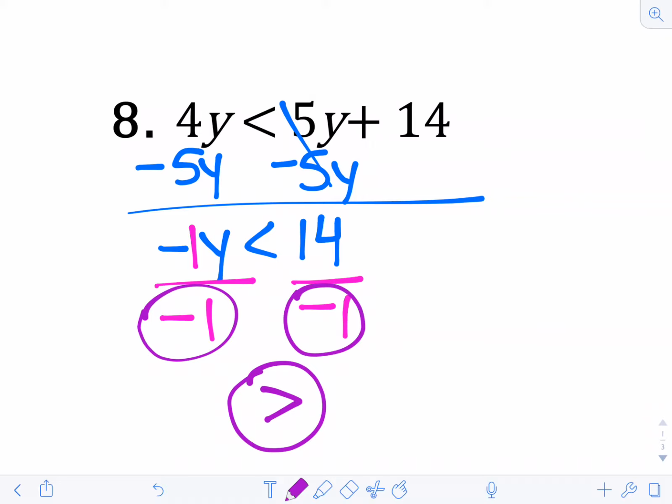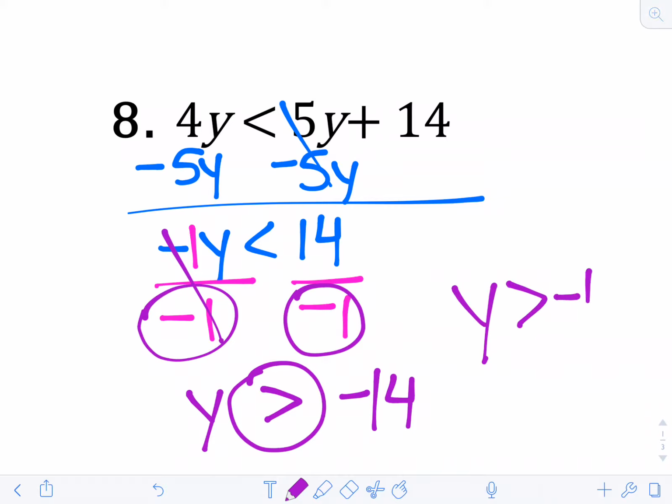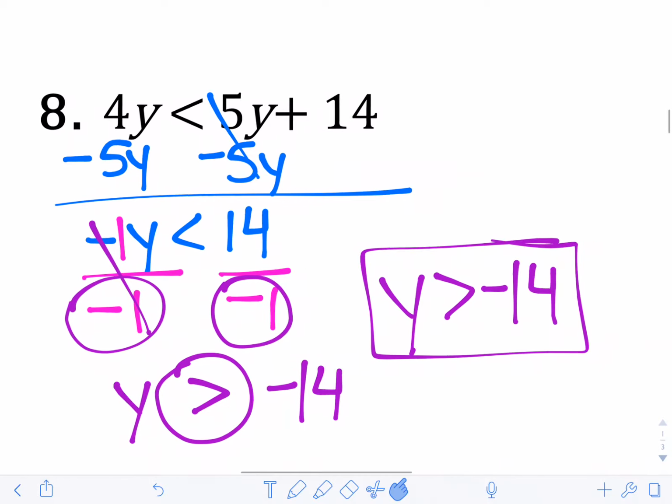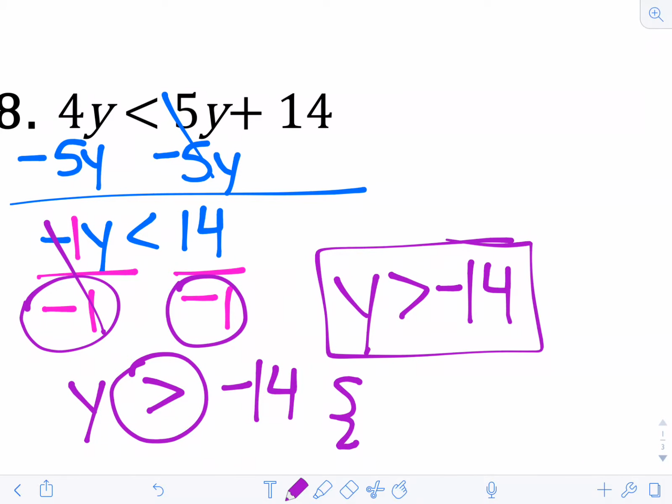Then these will cross off, so y is greater than negative 14. All right, so y is greater than negative 14 is my answer here. Now, the last thing I can't forget to do is write it in fancy notation: y such that y is greater than negative 14.